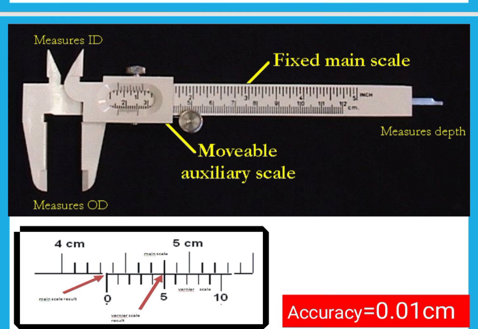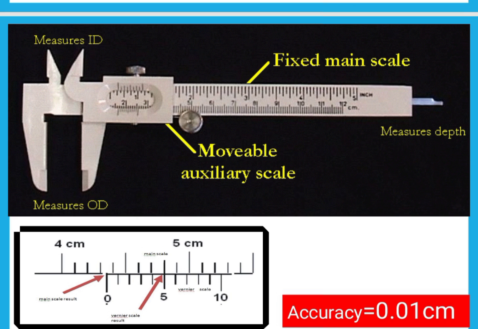When we use a vernier caliper, its accuracy is to 2 decimal places. So any measurement we take using a vernier caliper should be presented to 2 decimal places. And maybe later we look at how to make readings from a vernier caliper.